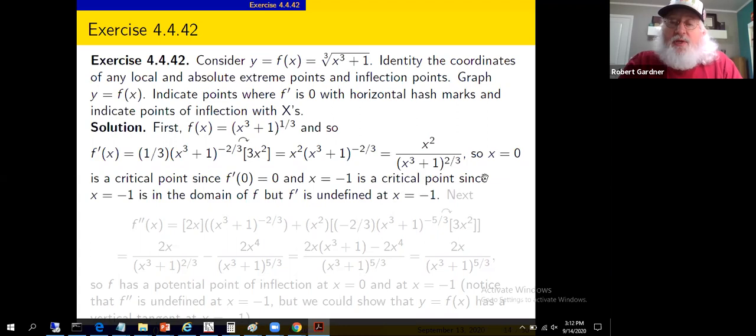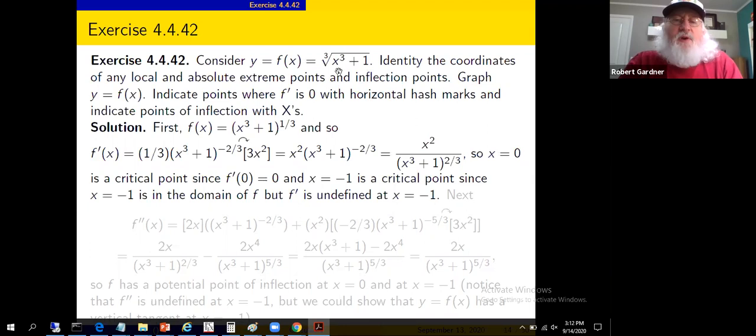So we've got two critical points, and for different reasons. x equals 0 is a critical point because the derivative is 0. I'll put a little horizontal hash mark there. f prime is undefined at x equals -1, so what are you going to do there? I'm going to put a little vertical hash mark to indicate something's wrong with the derivative. I don't know what unless I explore this more deeply.